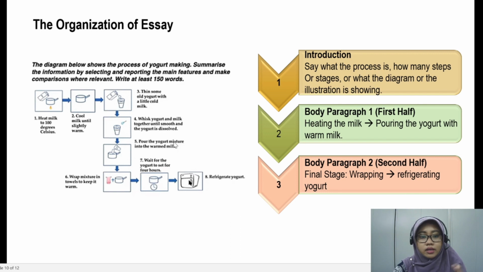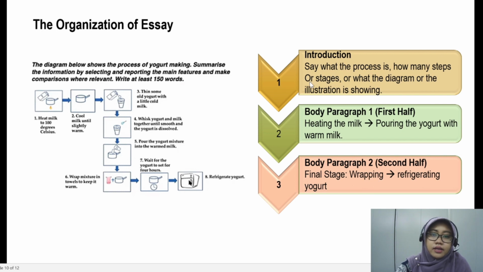So if we look at the diagram, it belongs to a linear diagram because I know where it starts and where it ends at one point. And then if you look at the diagram, it belongs to a manufacturing process, right? So I have to use passive voice in describing this process. And then I decide to classify this into 3 paragraphs: introduction, and then body paragraph 1 and body paragraph 2.